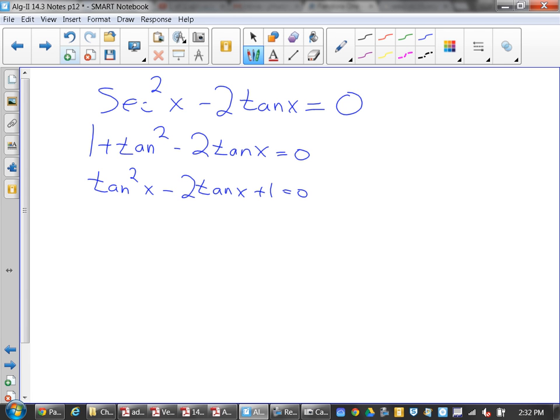Now, do I need to use u substitution, or can I just say what times what is 1, and add together to get -2? So it would be -1. I don't have to use u substitution here if I don't want to, since it's not that messy. So you wind up with tangent of x minus 1, tangent of x minus 1. So, what angle has an inverse tangent value of 1?